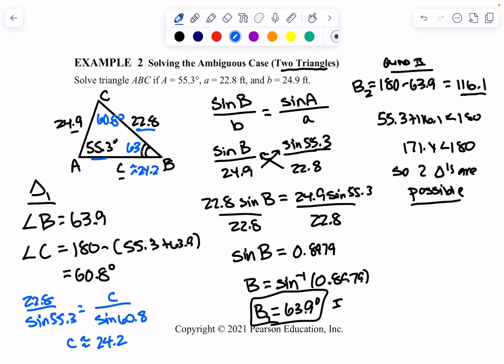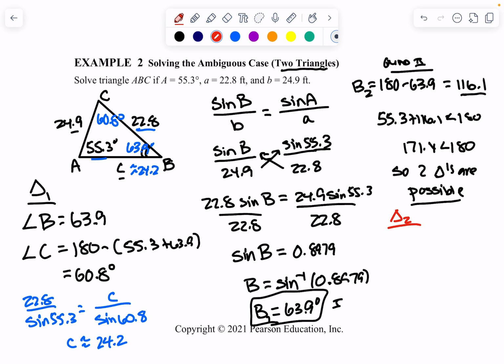So again, step back, make sure that your triangle makes sense. Is the shortest side opposite the smallest angle? Well, the shortest side is 22.8. It's opposite 55.3, which is the smallest angle. Yes. Is the middle-sized side opposite the middle-sized angle? Yes. 24.2 is next, opposite 60.8. And then here, 63.9.